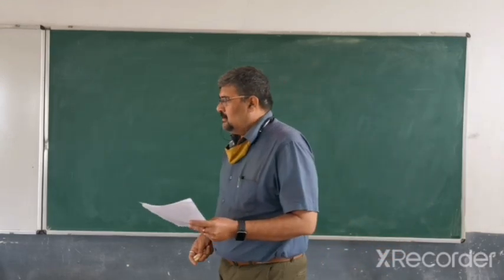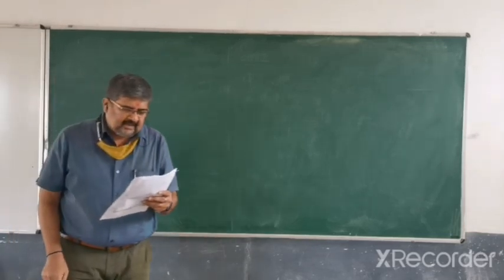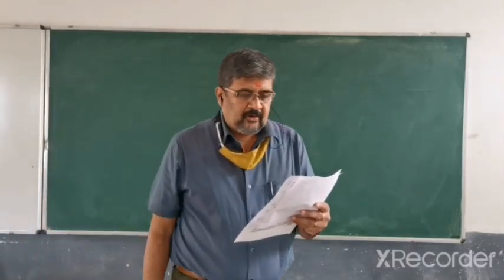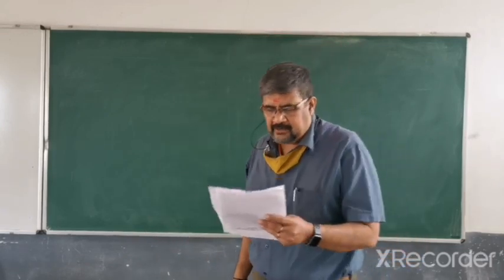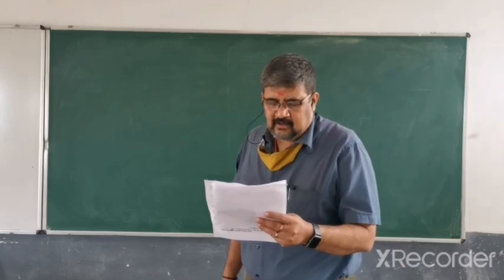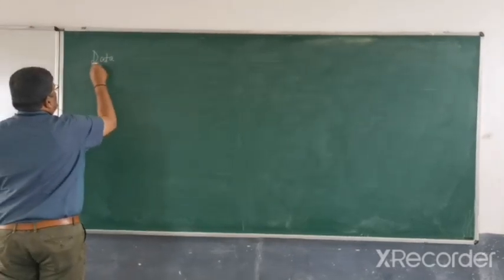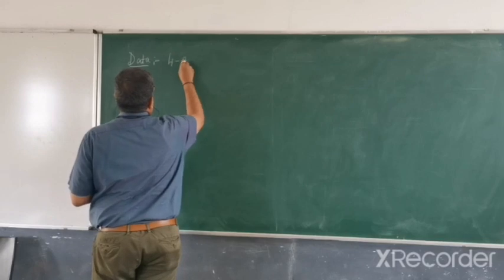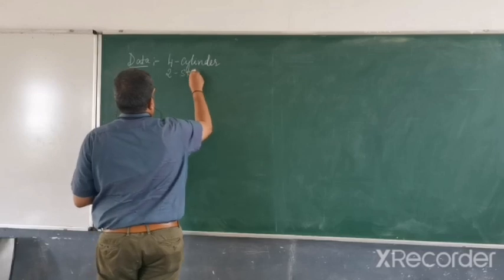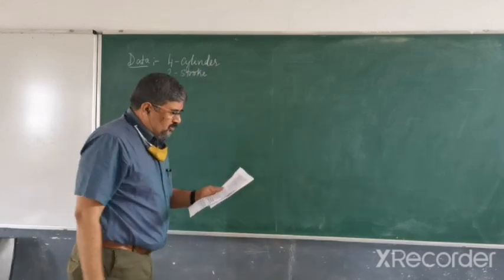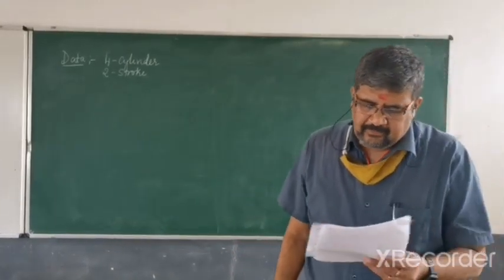So I will read out the statement of problem number 4. What it says is a 4-cylinder 2-stroke petrol engine develops 30 kilowatt at 2500 rpm. So you have to be extremely careful when you are reading out the statement. Whatever is given, let's say if I write it as data, then the first thing is it is a 4-cylinder and it is a 2-stroke engine. So it develops 30 kilowatt at 2500 rpm.